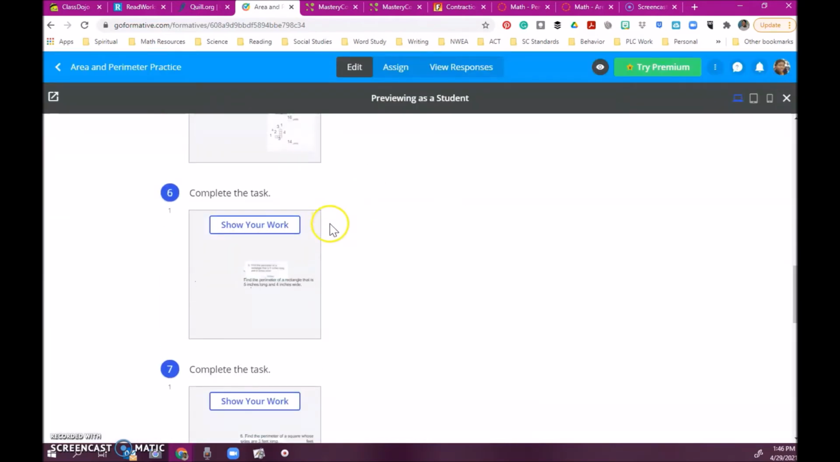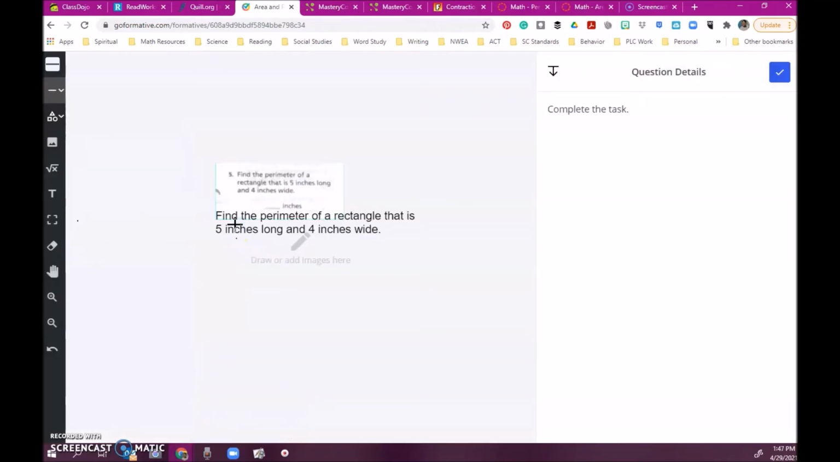Okay, moving on to the other task we have. Number 6. I typed this one out because the task seemed kind of blurry. So this one again tells us to find the perimeter. So we have to remember that perimeter is adding all the sides. And we're adding the sides of a rectangle that is 5 inches long and 4 inches wide.